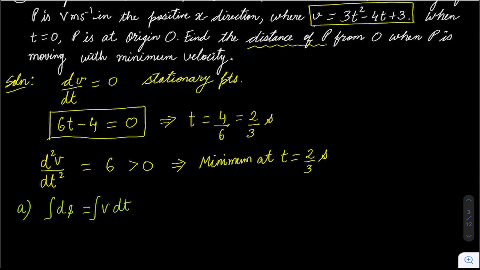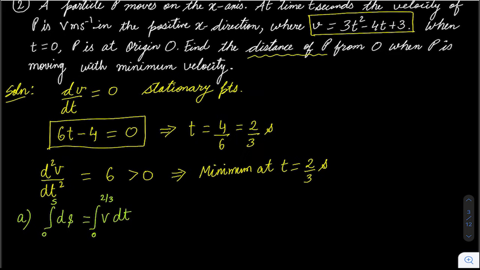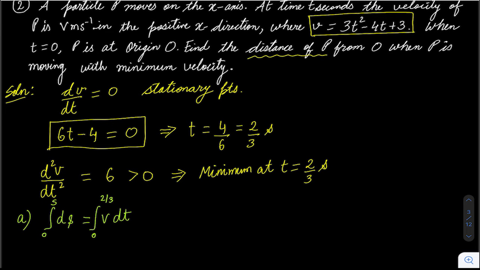The integration on the right side is on dt, so it is with respect to t. So when time is 0, what's my displacement? That is at origin, let's say 0. And when time is 2/3 seconds, what's my displacement? That I have to find out. Let's write that as s. I hope everyone understands the limits. These are important. When time is 0, the particle is at origin. So let's say the position is 0 because it's moving on the x-axis, so it has only x coordinate. And when time is 2/3, let's say it has a displacement of s.